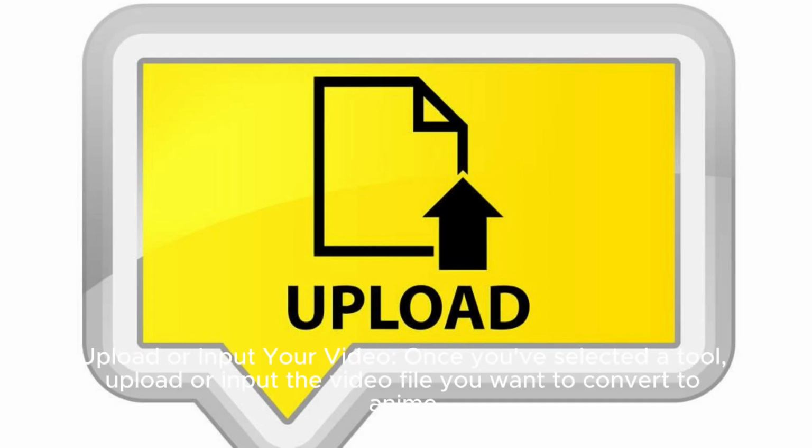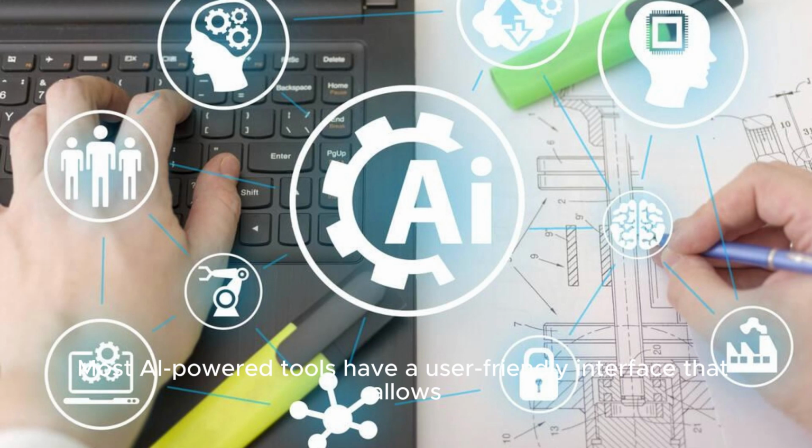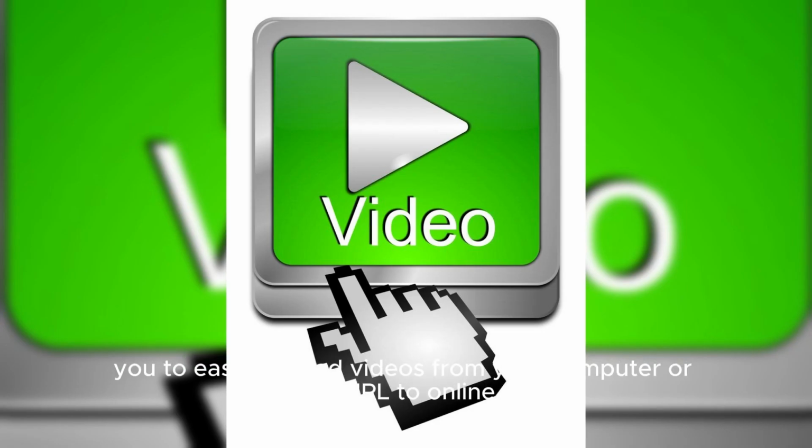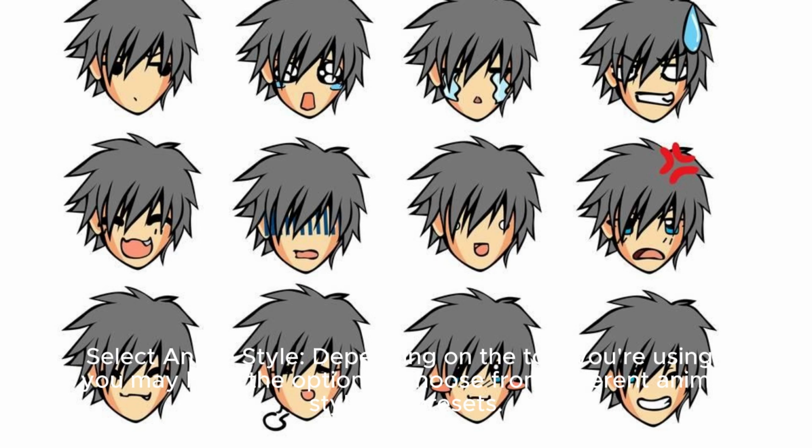Upload or input your video. Once you've selected a tool, upload or input the video file you want to convert to anime. Most AI-powered tools have a user-friendly interface that allows you to easily upload videos from your computer or provide a URL to online videos.